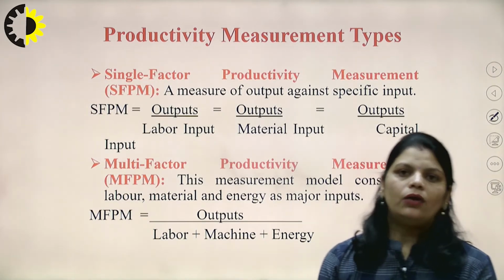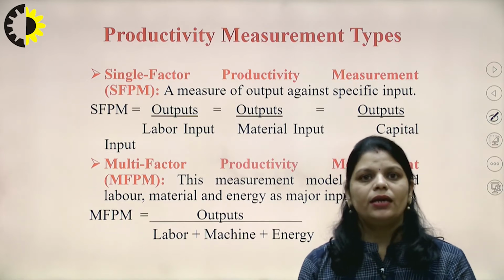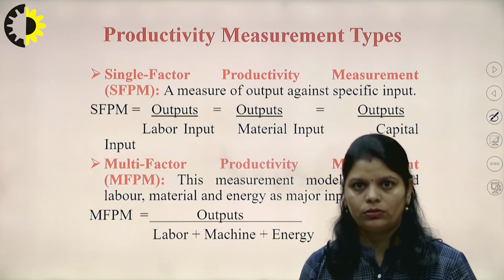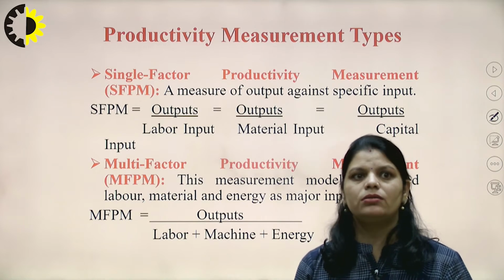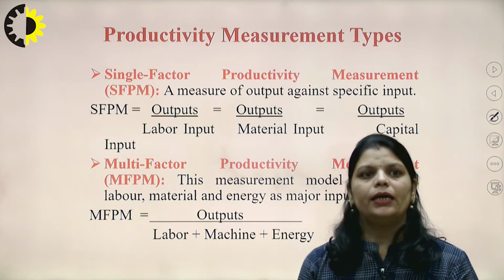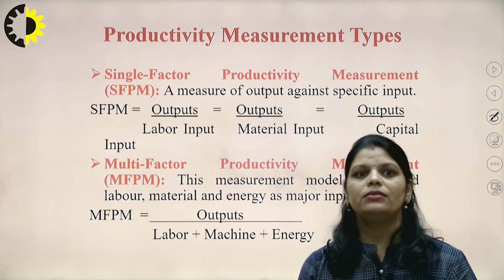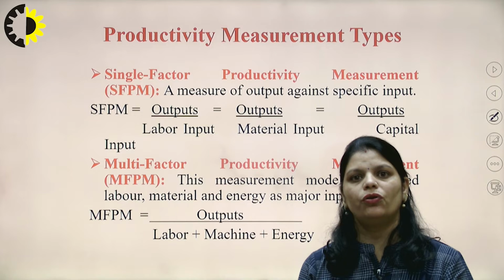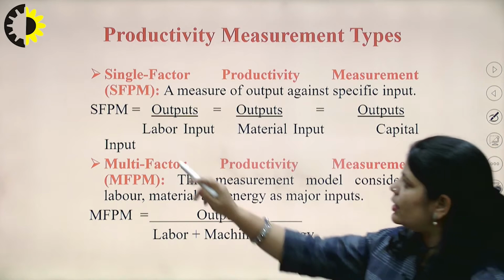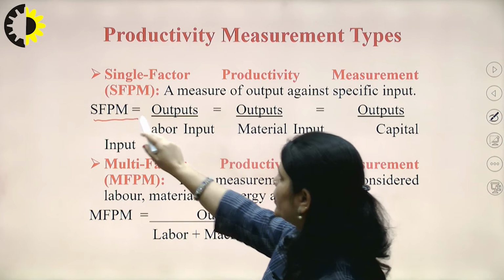So how will we define the single factor productivity measurement? We can say it is a measure of the output against the specific input. Partial productivity is concerned with the efficiency of one class of input, and its significance lies in its focus on the utilization of one resource. So we can say SFPM, the single factor productivity measure.